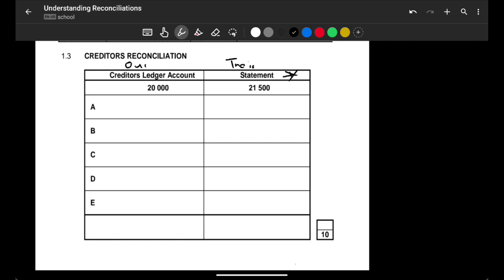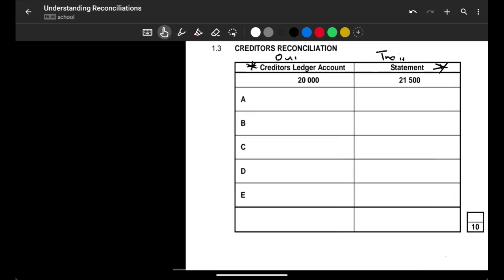This statement comes from them. They are telling you what the balance is on the account, and the creditors ledger is our books, as compiled by the bookkeeper or whoever, saying this is how much we have, right?